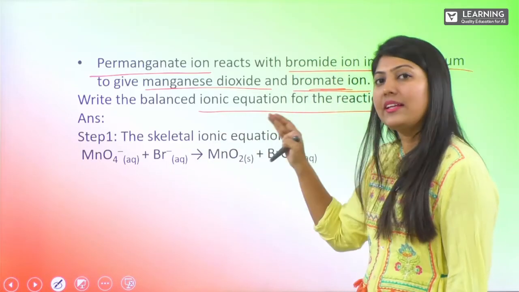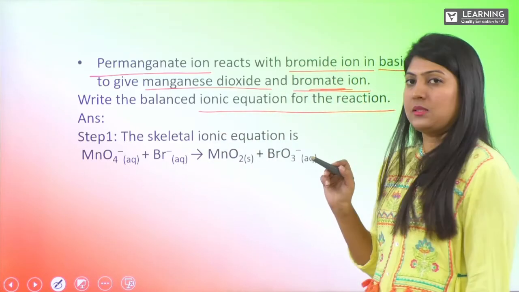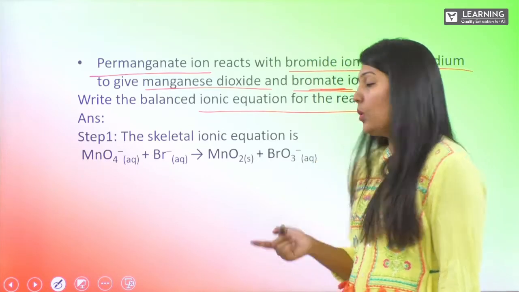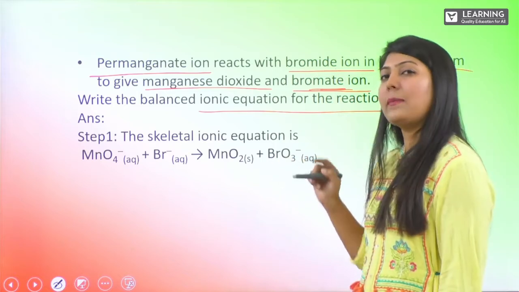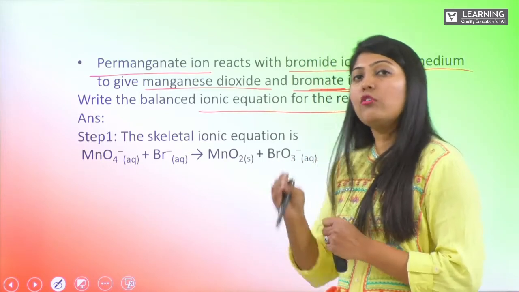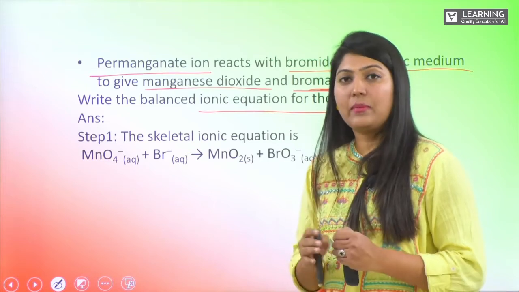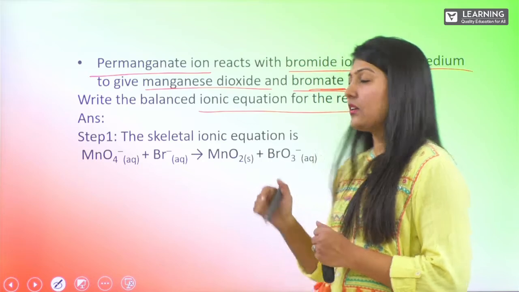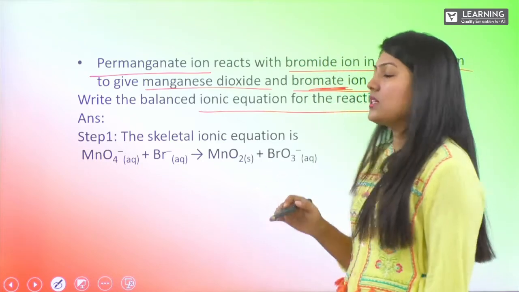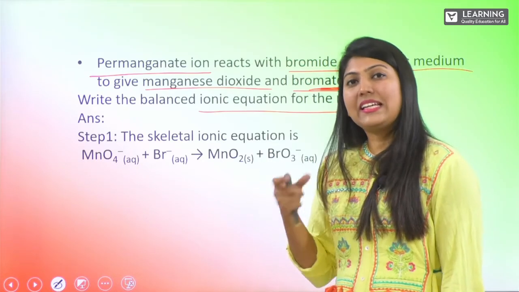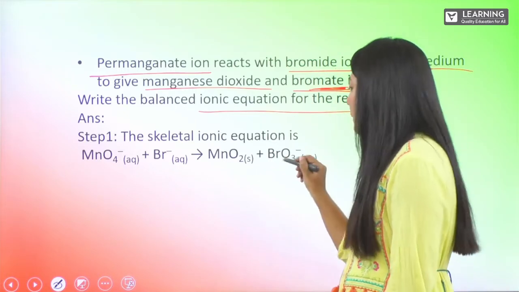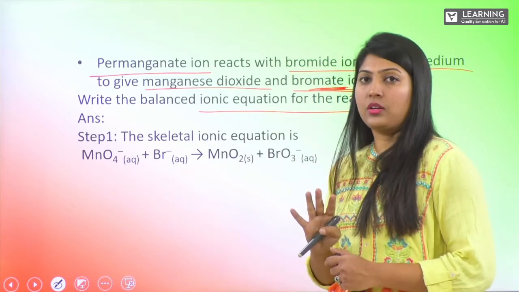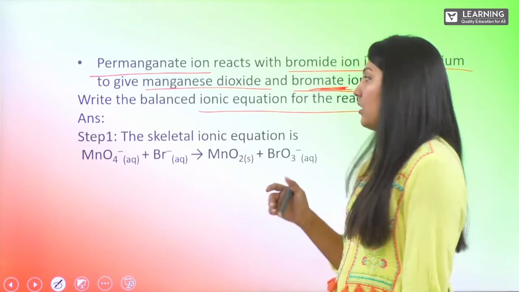Bromate means oxygen is involved. So BrO3 minus. You can ask me, ma'am, for sulfate it is SO4 minus 2, whereas for bromate it is BrO3 minus. Yes students, the maximum number of oxygen atoms that an element can hold or combine with will give you the name ending in ATE. So for bromate it can maximum hold 3 oxygen atoms. For sulfur it is 4. So it differs with each element.